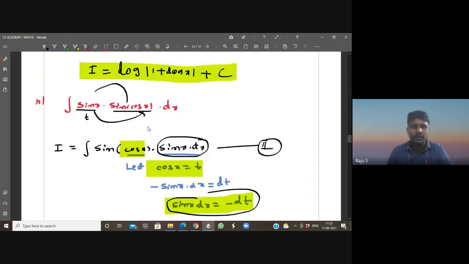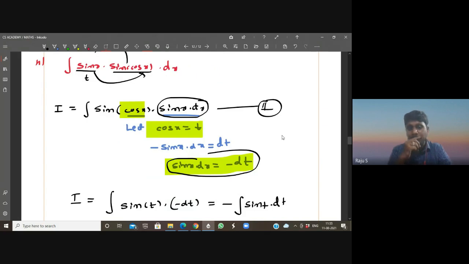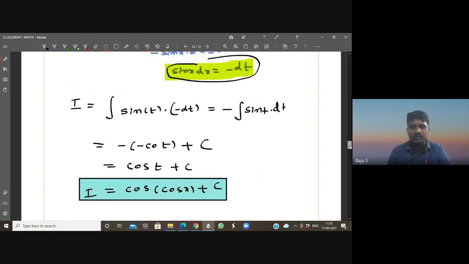So once again, there are two different functions. If you consider sin x as t, the derivative of sin x is cos x, but here we don't have only cos x separately, sin of cos x is there. So here we can consider cos x as t. When you consider cos x as t, sin x dx is equal to minus dt. Just substitute and simplify, finally we'll get the answer. Note it down.